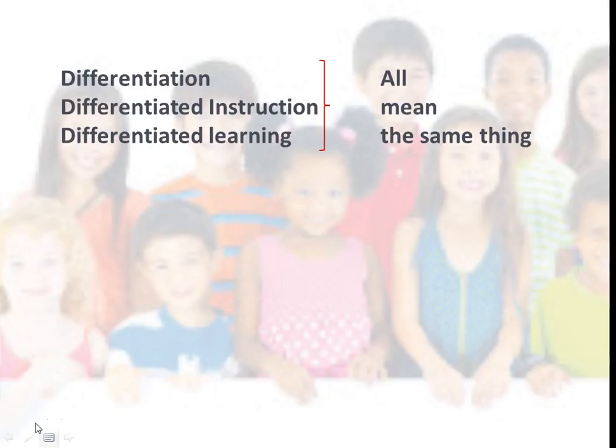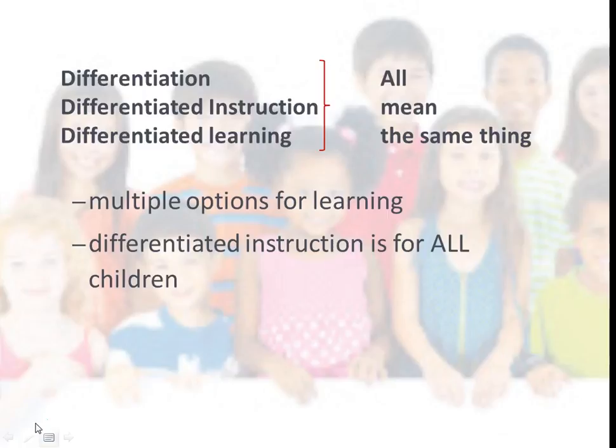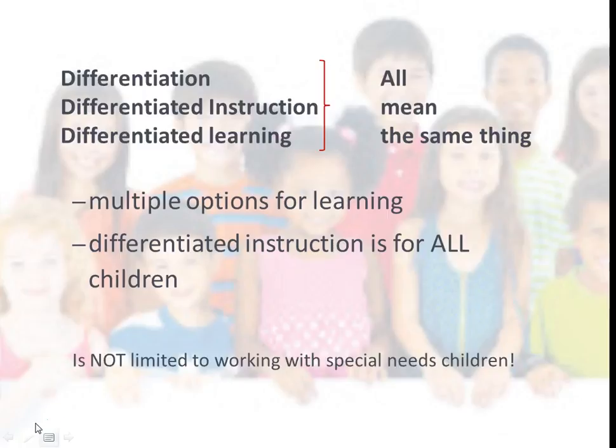These three terms, differentiation, differentiated instruction, and differentiated learning, refer to the same thing, and there are two principles to remember. First, when you differentiate a lesson, you basically are providing multiple options for learning, and differentiated instruction is for all children. There is a misunderstanding about differentiation, I feel, in that it is not limited to working with special needs children. Now, in this video on differentiation, we will be looking at special situations that may or may not involve special needs children, but never forget that as K-12 teachers, one should differentiate for all children.